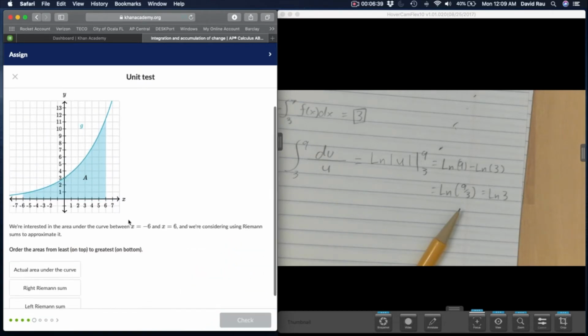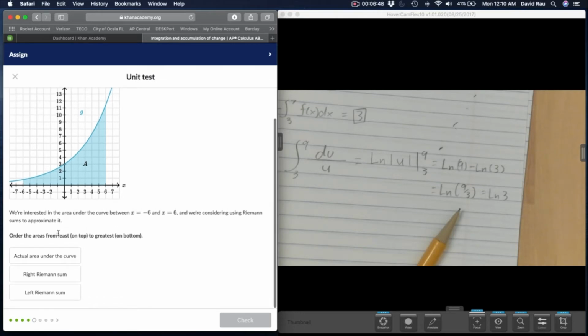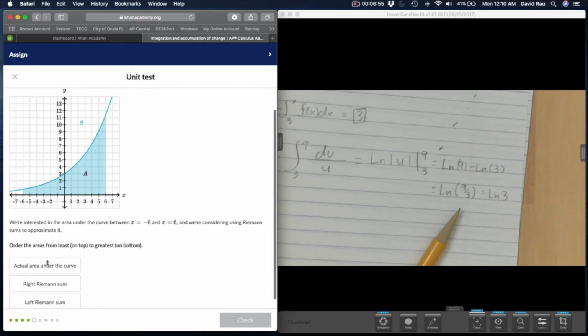All right. Up next, we're supposed to approximate with Riemann sums and figure out which one is going to overestimate, underestimate, and actually be closest to the actual area under the curve. Or not really actually, but where do all those fit from least to greatest?